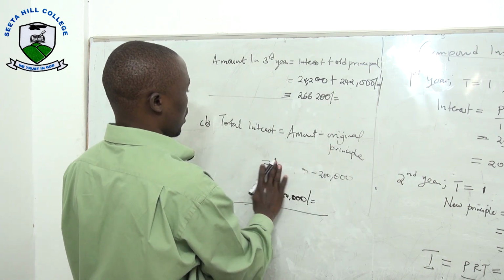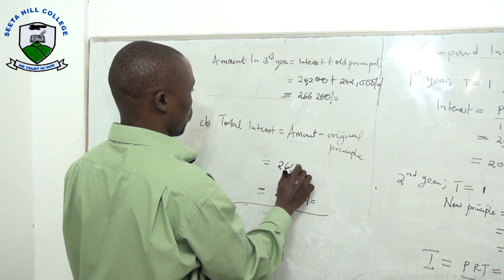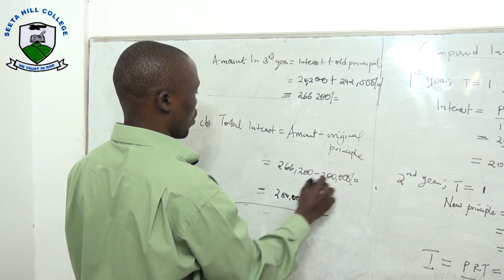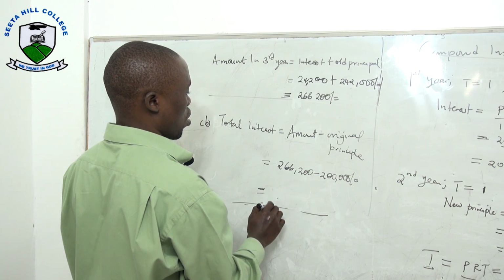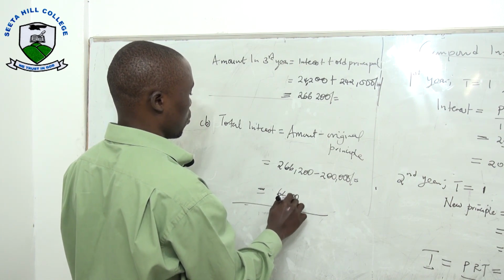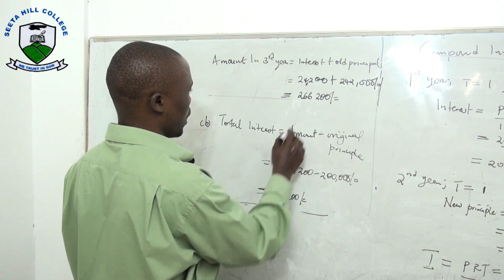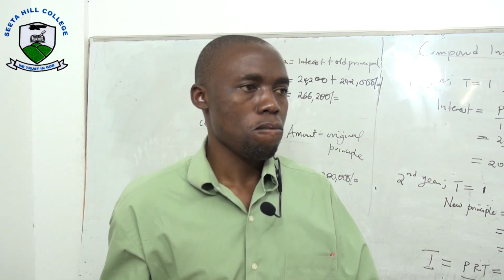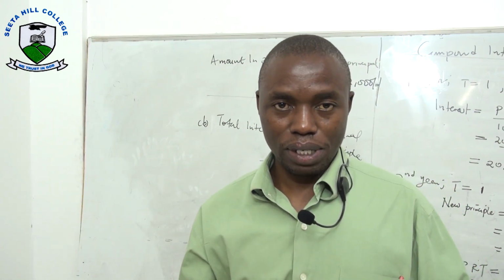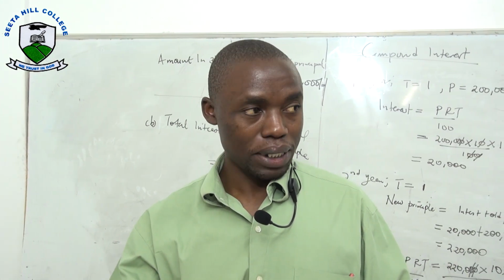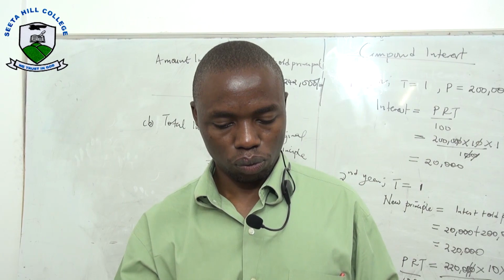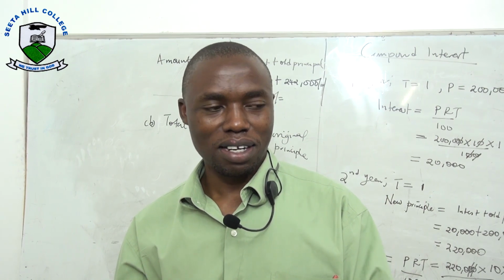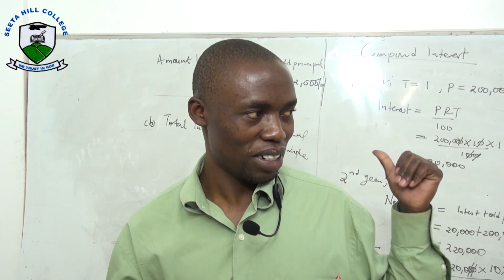Okay, then come here. It means you have deceived, not so? What do you get? That is 66,200. That's pretty understandable. Okay, you can remove that. Then we switch to another topic: hire purchase.